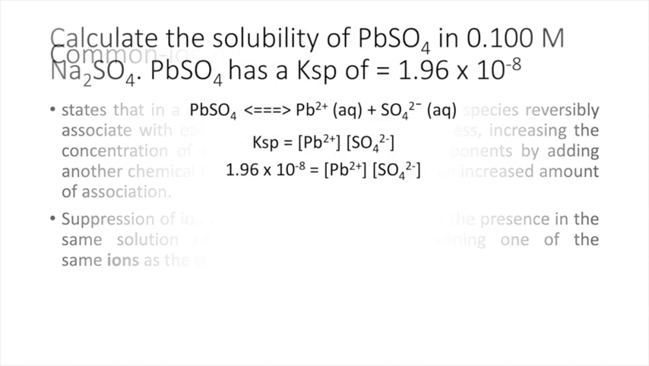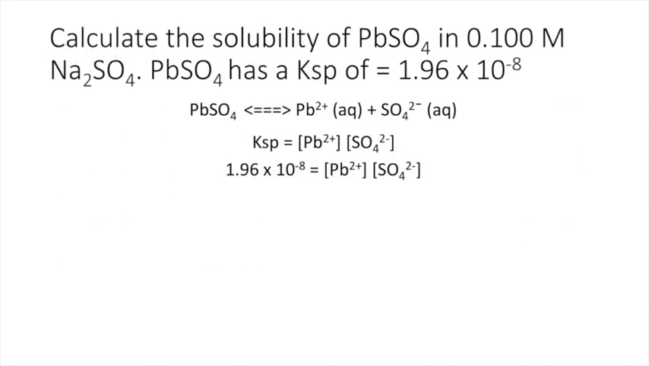In solving common ion effect problems, it is basically similar to how we solve the usual Ksp problems, except we add an extra step of adding a certain amount to the concentration of one of the ions. Taking for example, calculate the solubility of PbSO4 in 0.1 molar Na2SO4. PbSO4 has a Ksp of 1.96 times 10 raised to negative 8. As we can see, instead of just being pure water, the solvent is sodium sulfate.